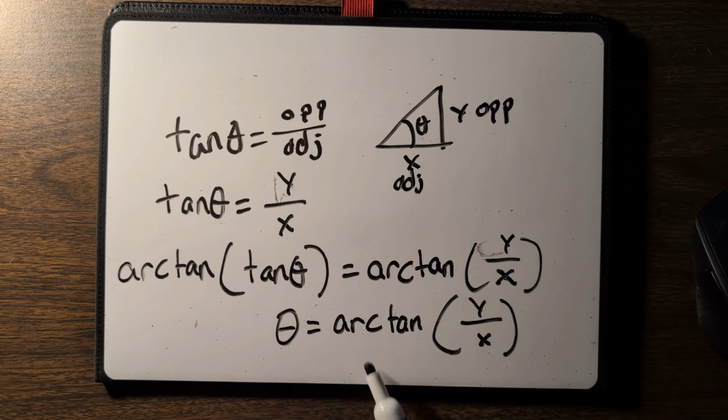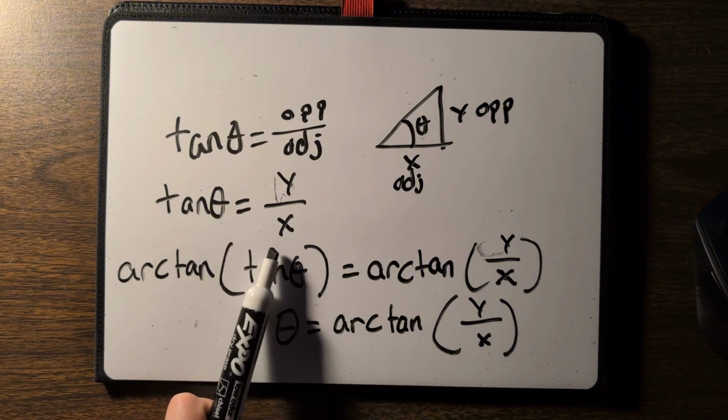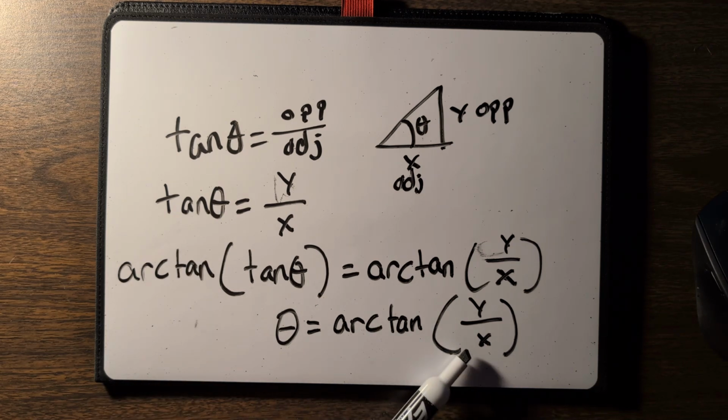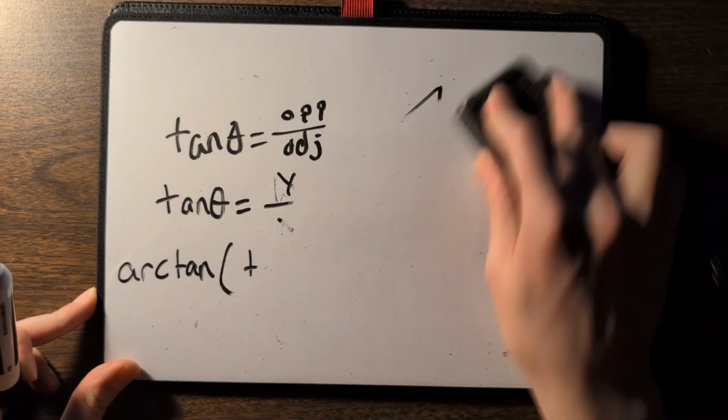Arctangent just means inverse tangent. It's kind of the exact opposite of tangent. So normally we would plug theta into tangent to get some distance or ratio of distances. Well, arctangent works the other way around. We plug in distances, and we get out an angle. Okay, so now we got that down.